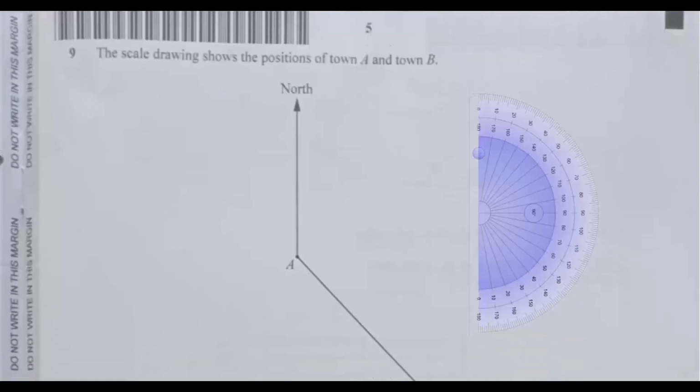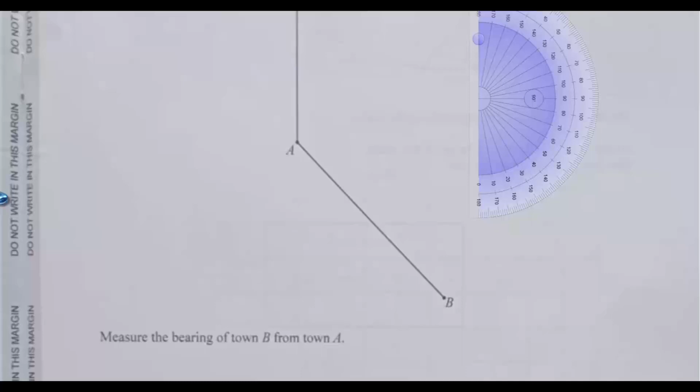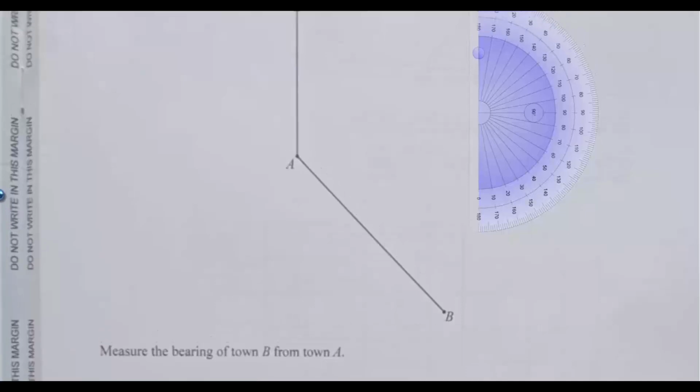So let's go to the next question. Here, the scale drawing shows the position of town A and town B. So what we need to do here is to measure the bearing of town B from town A.